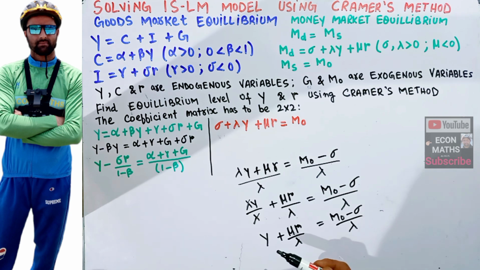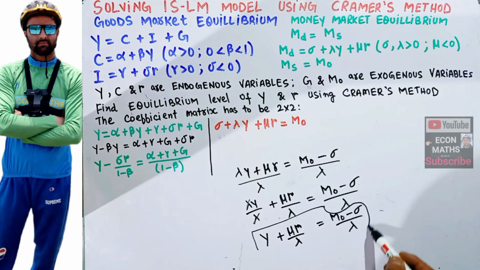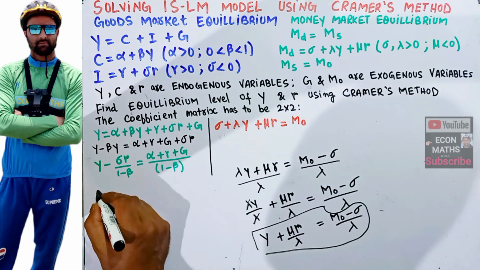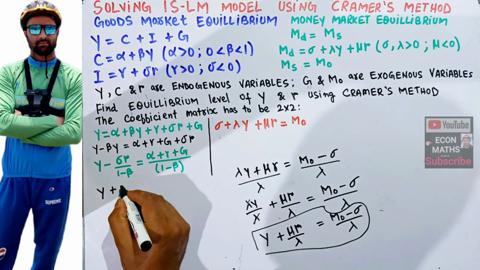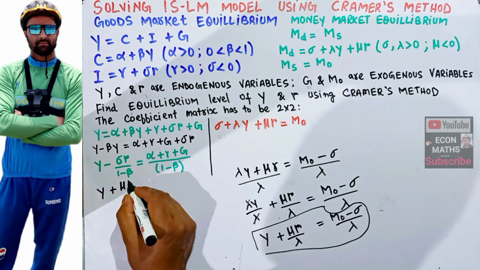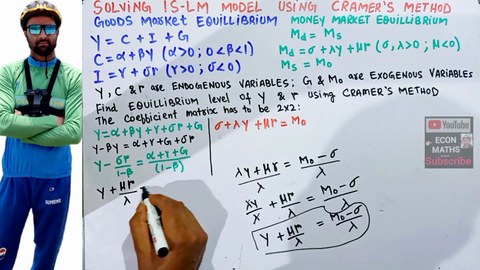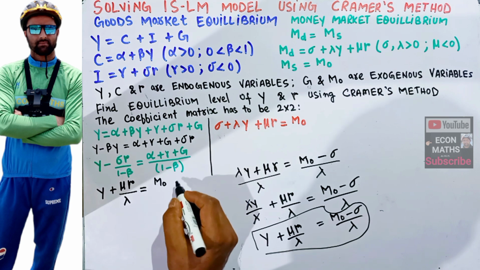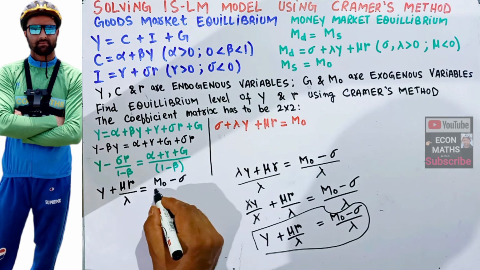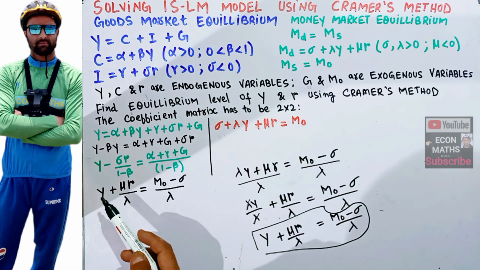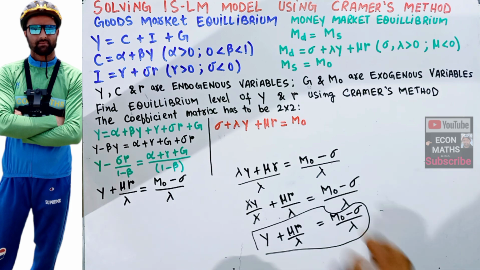So when we solve this, we got this equation, and this is the LM equation, by the way. Let me write it here. We have y plus mu r divided by lambda is equal to m naught minus rho divided by lambda. I have solved this equation and wrote it here, with a purpose.